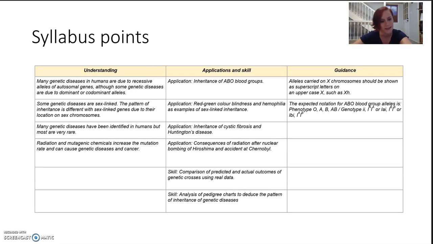Here are our syllabus points. Remember, these are not all of them, and we have a second video with this particular topic as well.